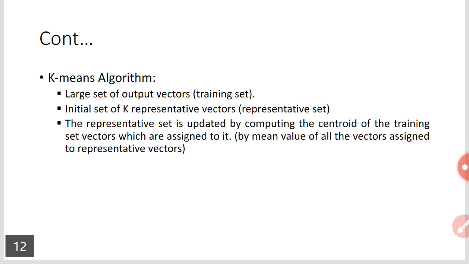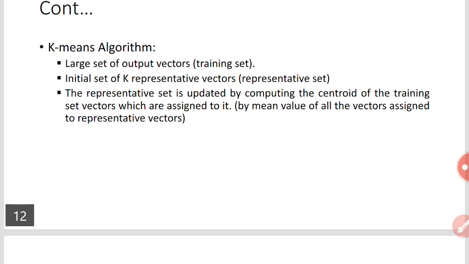So first you have the training set. From that training set you select some k vectors as representative vectors. Then each training vector is assigned to the nearest representative vector. After assigning all the training vectors, the value of each representative vector is updated by computing the centroid of the training vectors assigned to it.